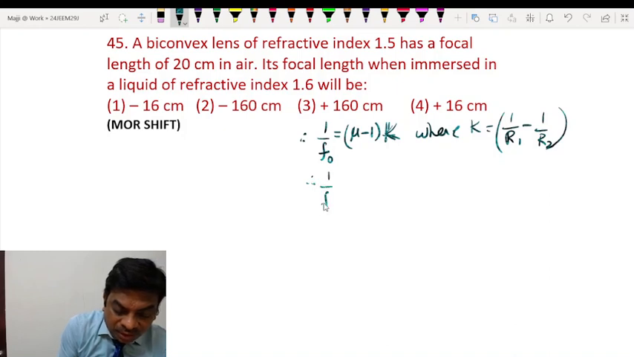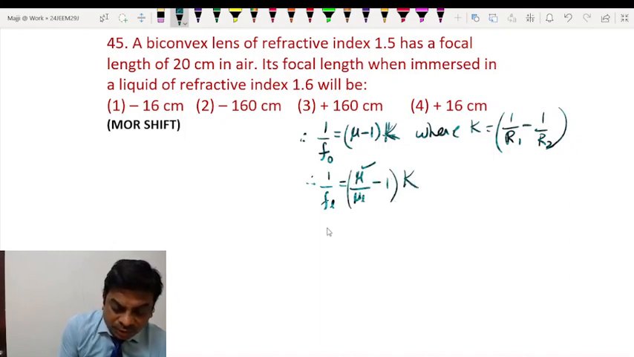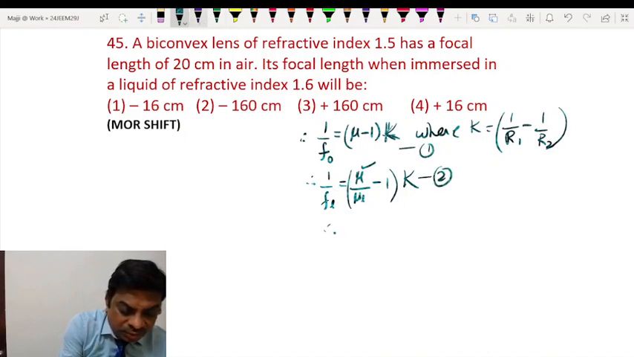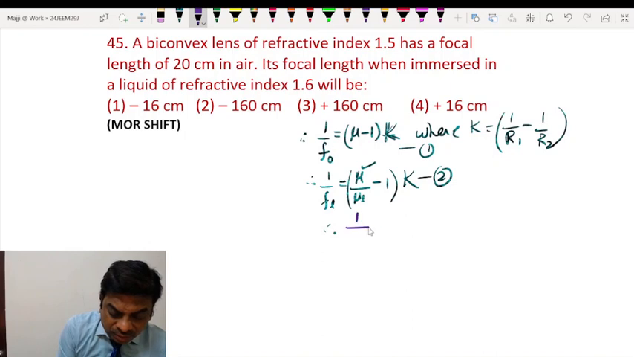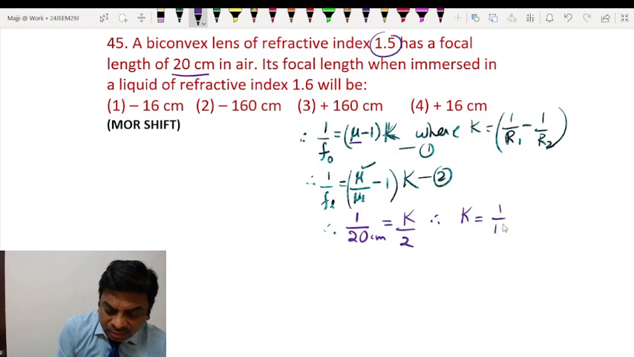Now, when you have some other liquid as the background medium, then you have to divide mu, here mu is the refractive index of the lens material, by the refractive index of the background medium, minus 1, into k. So, for example, in this situation, let us see what they have given. Focal length in air is 20 cm. So 20 cm is equal to mu minus 1, 1.5 minus 1 is half. So I can write k as 1 by 10 cm.